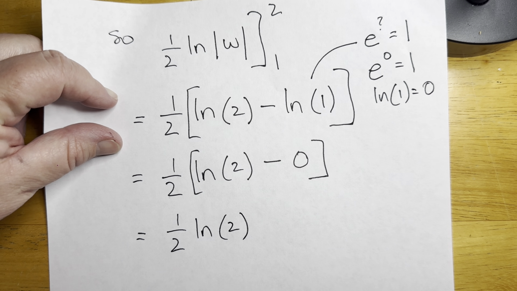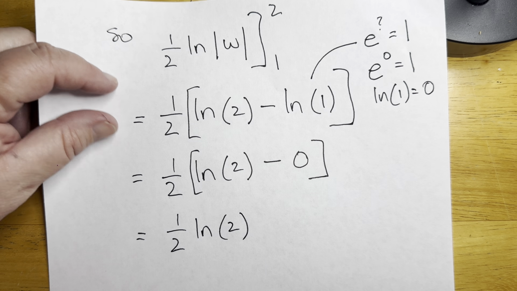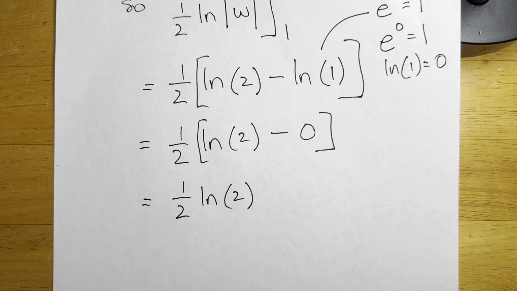Now, unfortunately, natural log of 2 is just natural log of 2. It's not a nice number, so I don't have it memorized. Now, are we done? Should I circle this? And the answer is no.